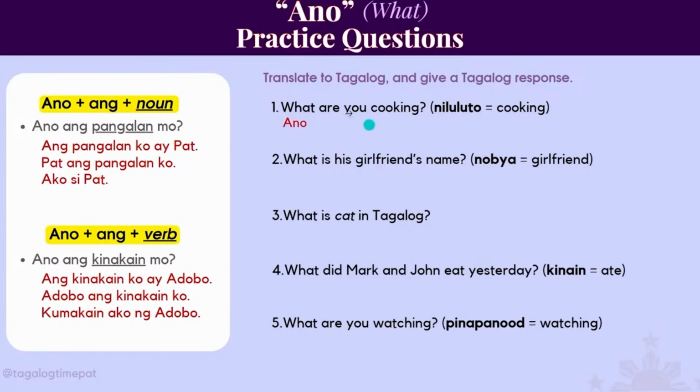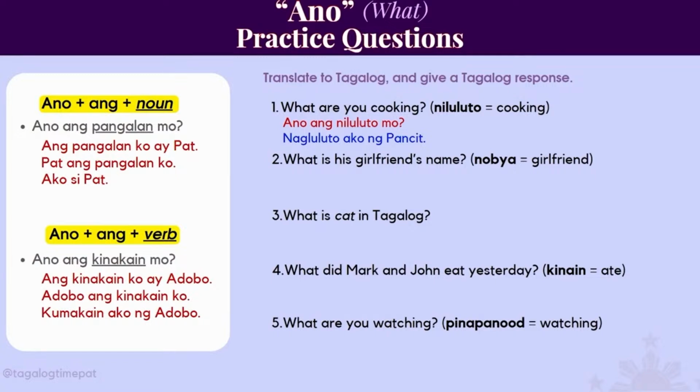So let's do number 1 together. What are you cooking? Ano ang, and then the verb, right? So we're just following this sentence structure. Ano ang niluluto mo? What are you cooking? And then a response could be, nagluluto ako ng pansit. So this brings in all of the different conjugations that we had learned in the previous lessons. So try to remember how to conjugate them.